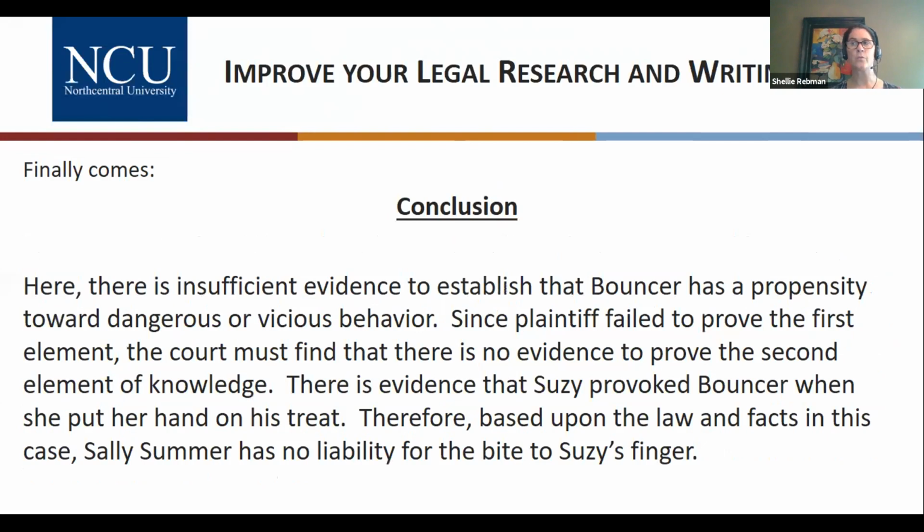The conclusion is where you summarize and tie together your analysis and make your conclusions. Here I included a conclusion of, here there is insufficient evidence to establish that Bouncer has a propensity toward dangerous or vicious behavior. Since plaintiff failed to prove the first element, the court must find that there is no evidence to prove the second element of knowledge. There is evidence, however, that Susie provoked Bouncer when she put her hand on his treat. Therefore, based upon the law and facts in this case, Sally Summer has no liability for the bite to Susie's fingers.